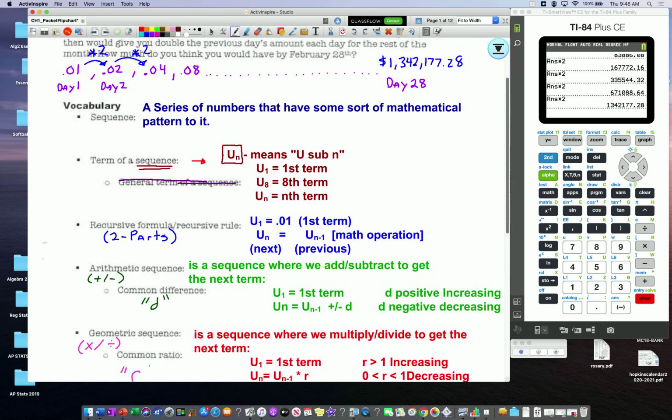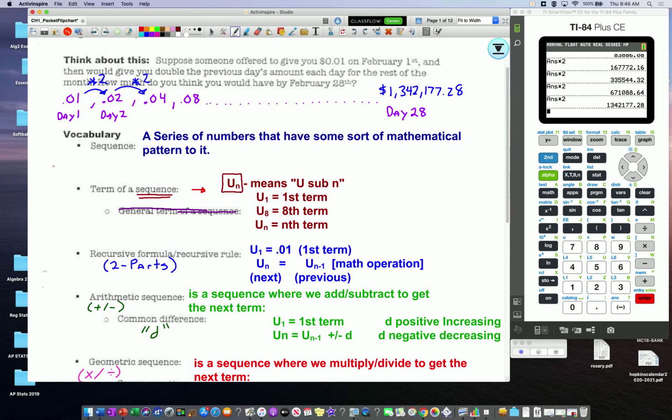So up here, instead of writing day 1, we could use U sub 1. And this is U sub 2. And this term right here is U sub 28. Now I was just thinking, boy, if this was a leap year, wow, you'd have $2.6 million, lots of money.